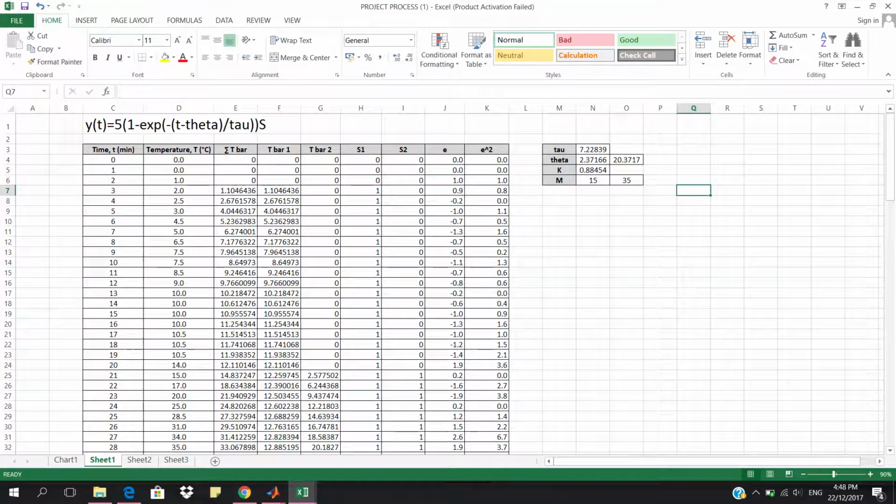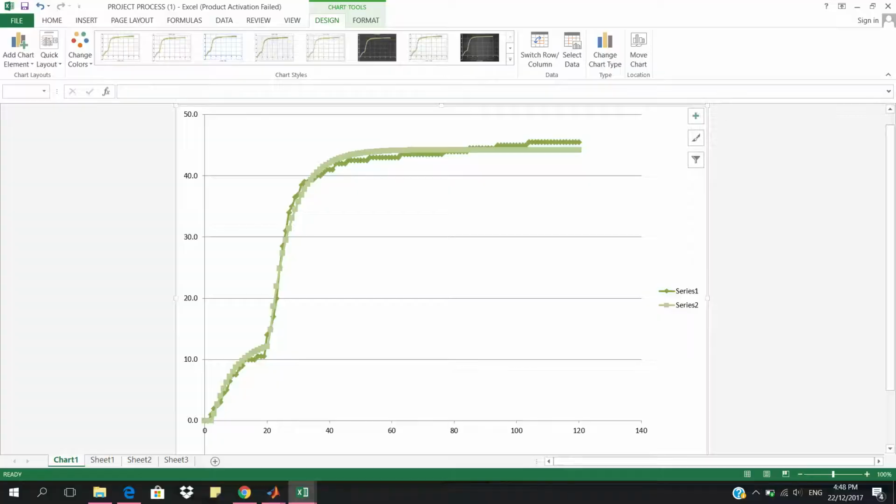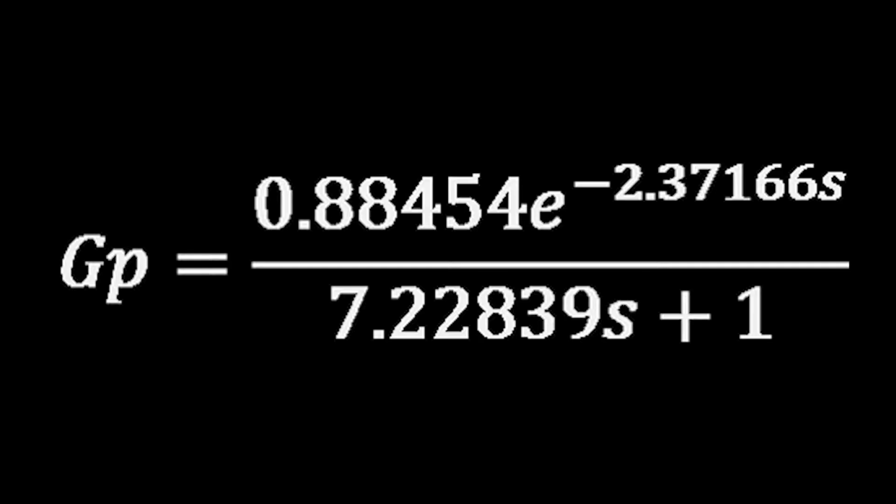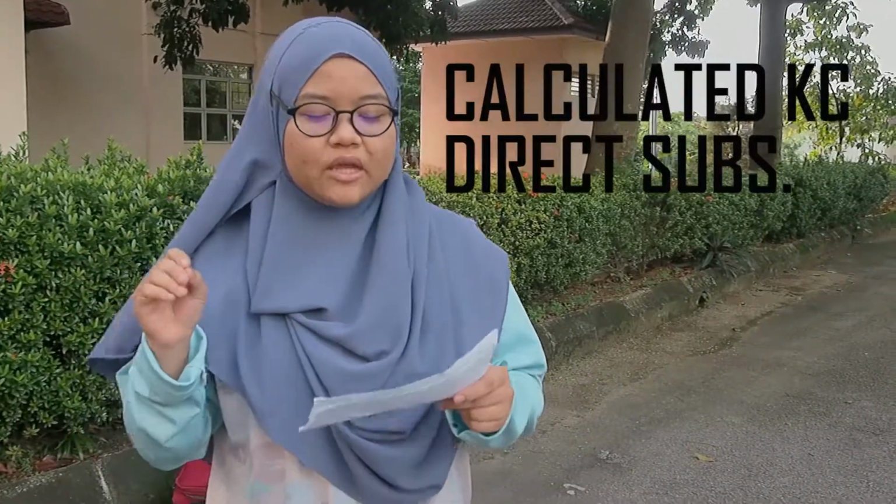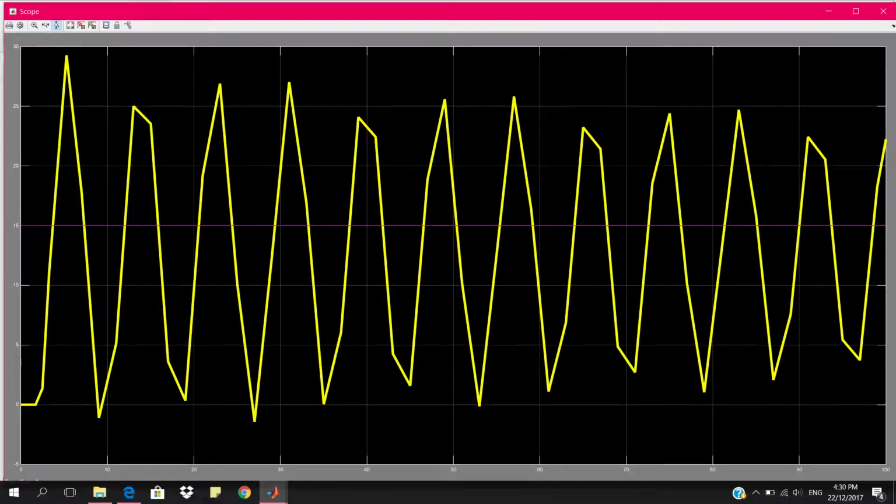Okay, now we have come up with our results after doing some simulation and control. So basically we got our GP from our non-linear regression, and our GP is 0.88454 exponential negative 2.37166s over 7.22839s plus 1. Okay, from our GP, we calculate the KC by direct substitution, which is our KC would be 7.239. Okay, from that, we come up with the stability test, and we got a sinusoidal steady state.